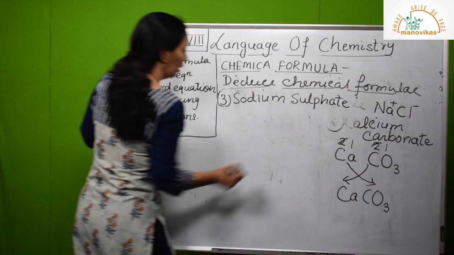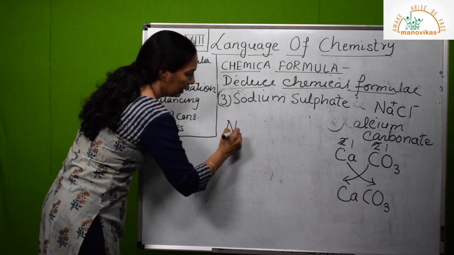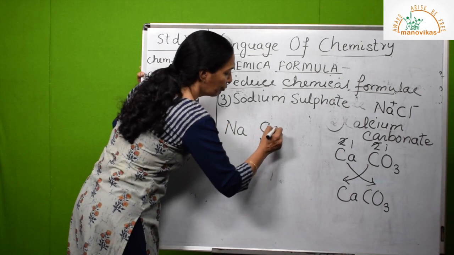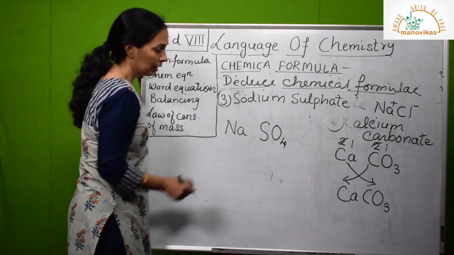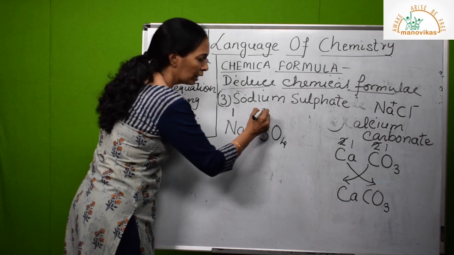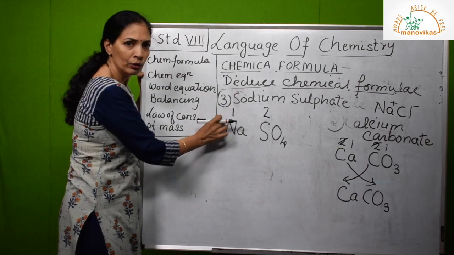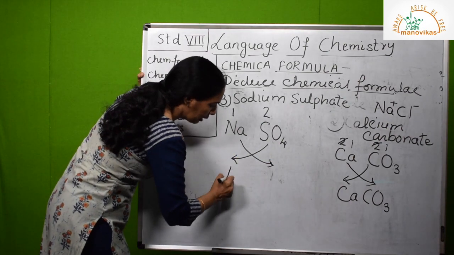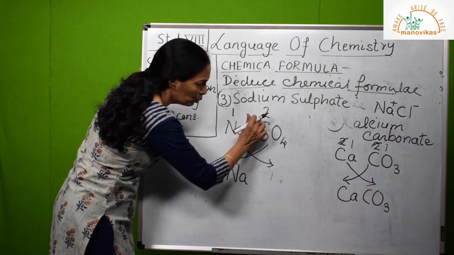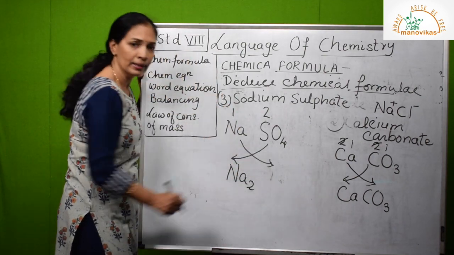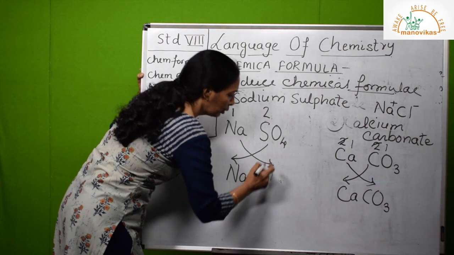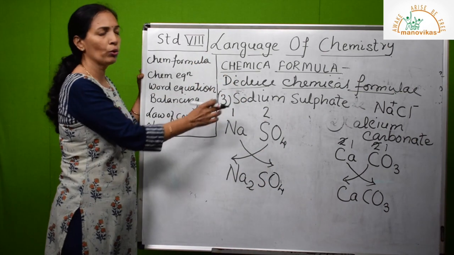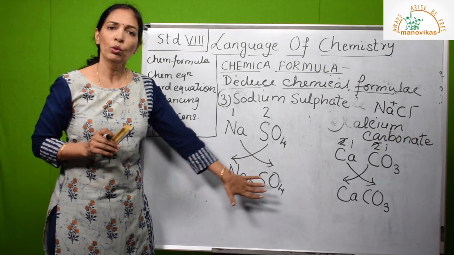Now here sodium is Na. Now you should know what is sulfate ion. Sulfate is SO4 2 minus. Sodium is 1, SO4 is 2. Now we cannot reduce it further, so interchange. So it will become Na, this 2 will come here. So this is called a subscript. And this 1 will go to SO4. So this will be SO4. So the formula of sodium sulfate is Na2SO4.